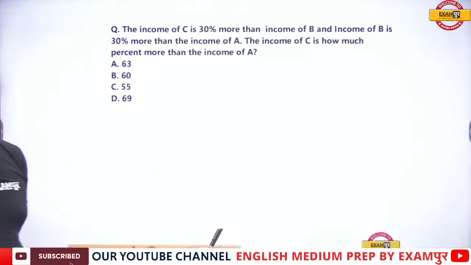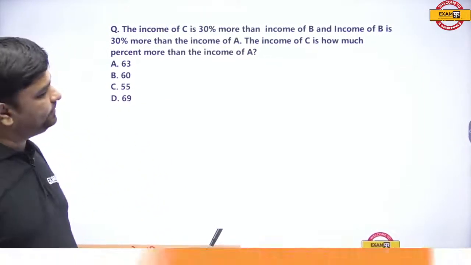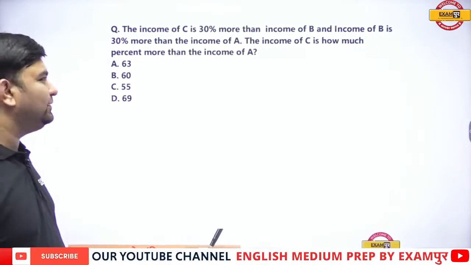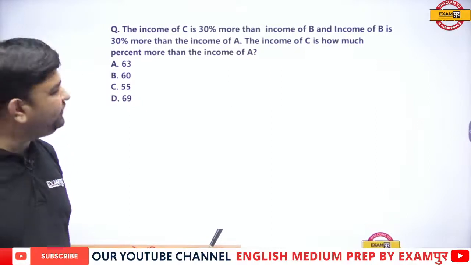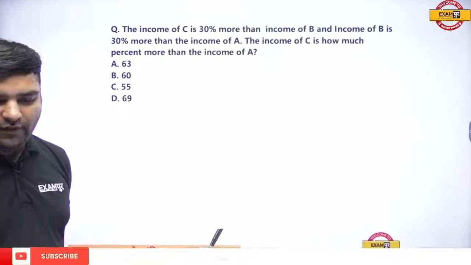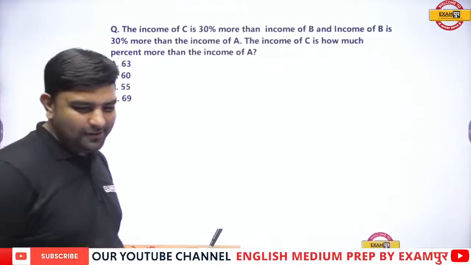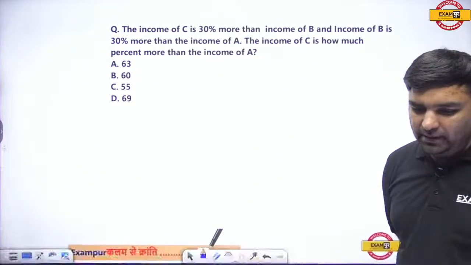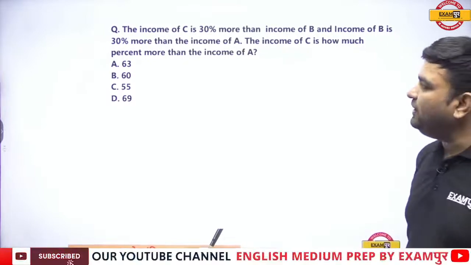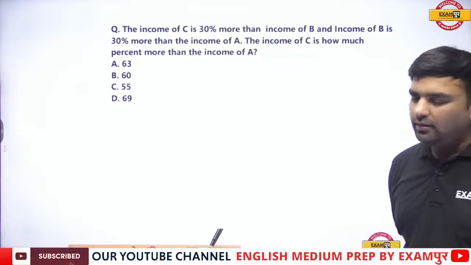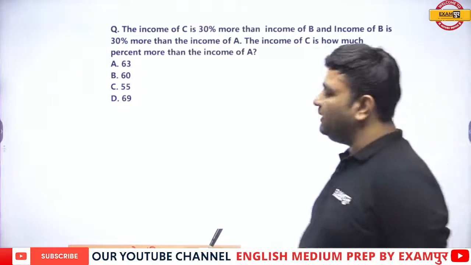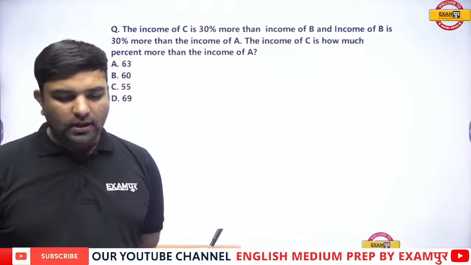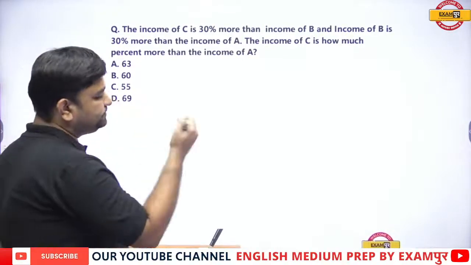Income of C is 30% more than income of B. And income of B is 30% more than income of A. Income of C is what percentage more than income of A? Wow. So C is how much more than A? You can apply the direct effective as well.